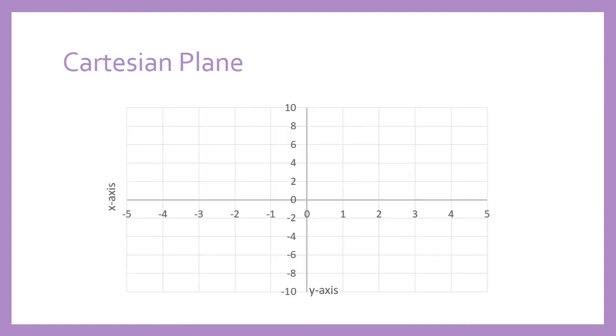So your Cartesian plane could look a little bit like this, with our x-axis starting at -5 and going all the way to +5, and our y-axis starting at -10 going all the way to +10. So you'll notice that I've labeled this the x-axis and this the y-axis. Now if you just want to put x and y, that is fine.